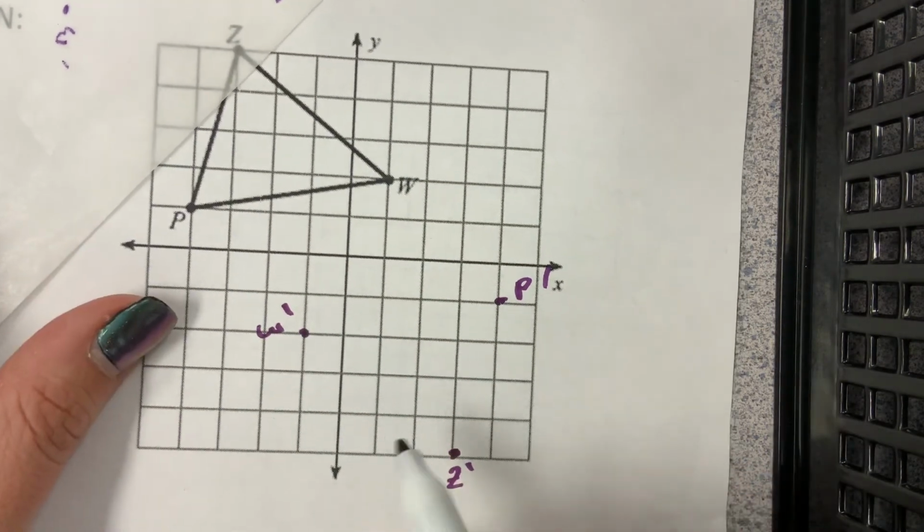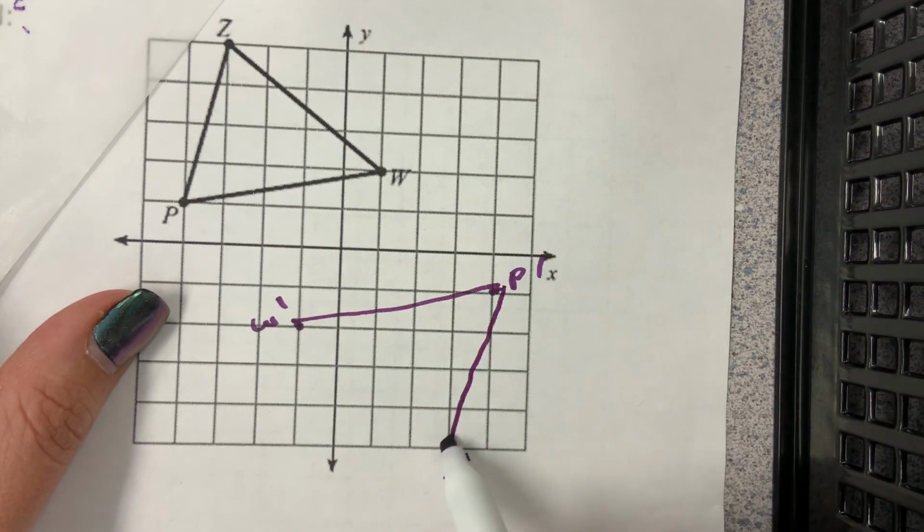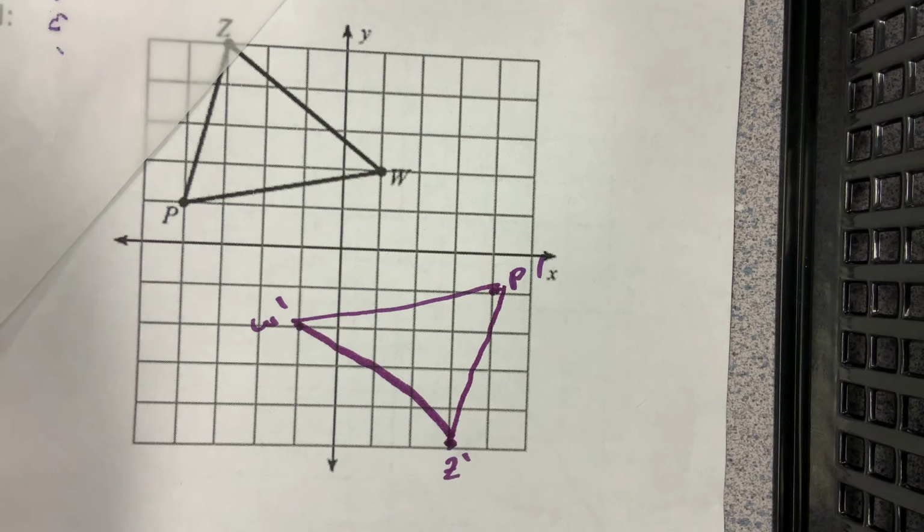Okay, so connect all your points, and therefore my shape's been rotated 180 degrees about the origin. Cool, right?